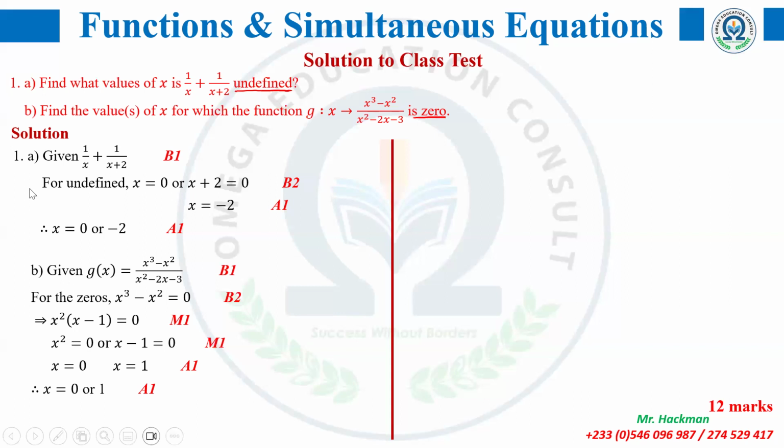All right, so now what do we do? In every question you extract what you are given. So here we are given this expression. So your ability to extract that will give you B1. You can see the marks there. I won't talk much about the marks.